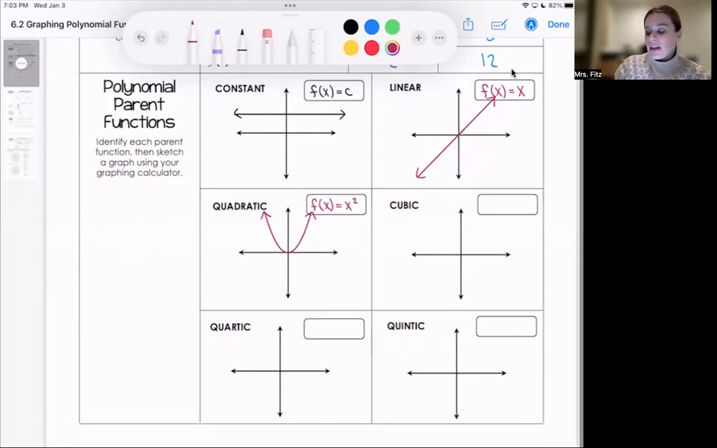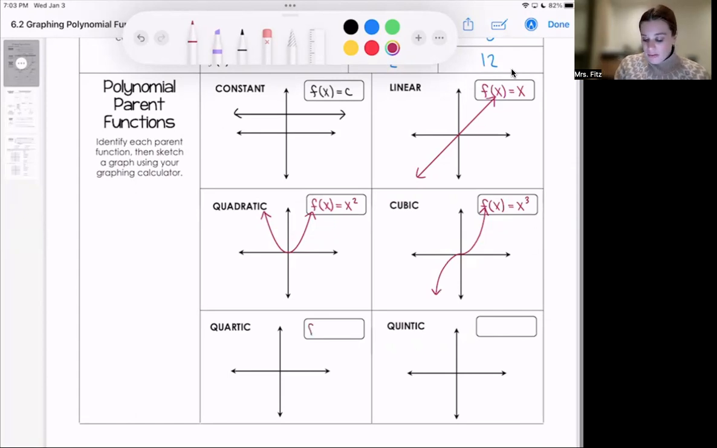Okay, the cubic, this one might be a little bit more on the new side. F of x equals x cubed. So it kind of looks like a parabola on that side, but then it goes down. We actually call this opposite end behavior, where one end goes up, the other end goes down, and we'll talk a little bit more in detail.